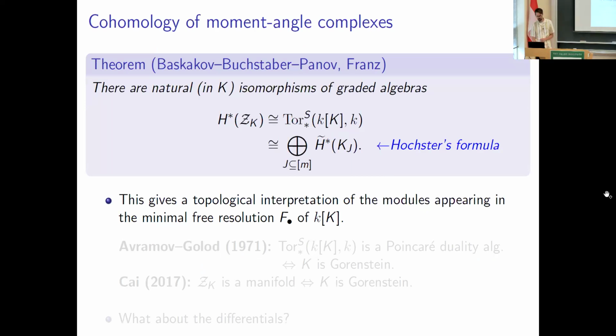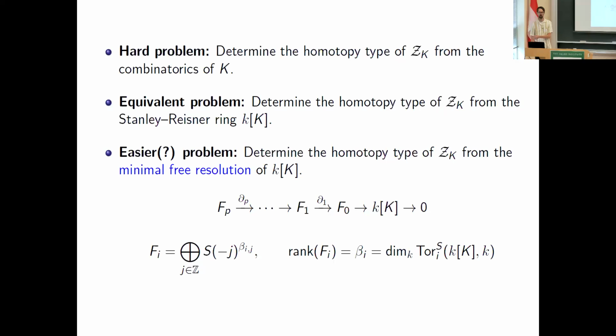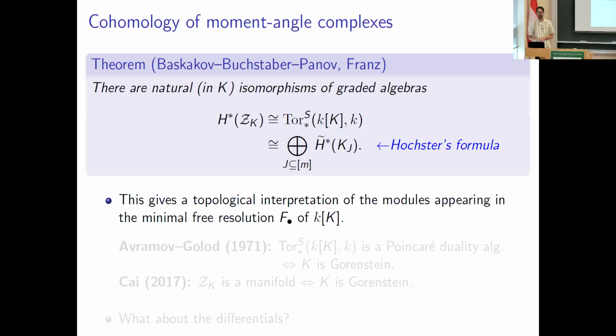And then here's Hochster's formula describing this Tor algebra as a direct sum of the homology groups of full subcomplexes. But you can think of this as giving a toric topological interpretation of just the modules showing up in this free resolution, right? Each F_i here is just the free S-module whose size is like this vector space Tor_i.